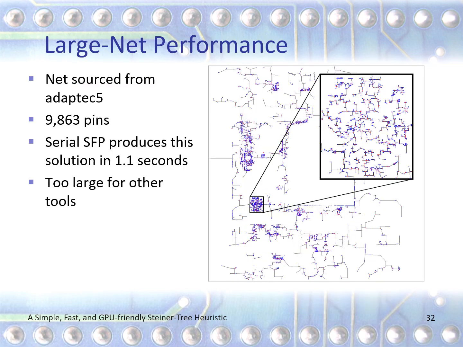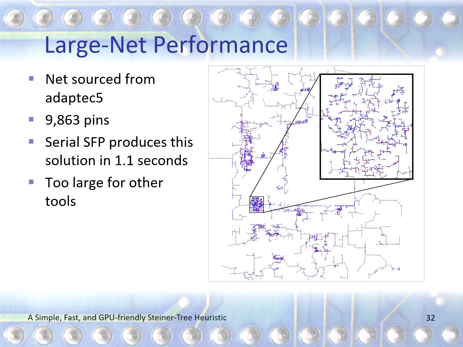As mentioned in the input section, large nets exist in all of the ISPD inputs. These nets are generally too large to be handled by the other codes. As downloaded, none of the related works support nets of these sizes. To show a real-world example of a large net, we ran SFP on the largest net in the Adaptec 5 input, which has 9,863 pins.